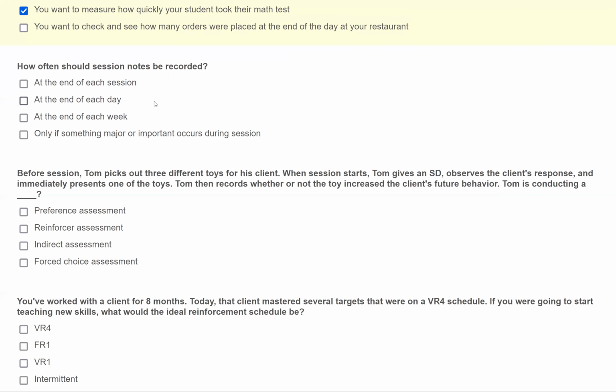No, at the end of each session, so we can have the most accurate memory of what that session looked like, you should record your session notes. Not at the end of the day, not at the end of the week, and not only if something major or important occurs during session. Every session, something is going to happen. Whether it's small, big, inconsequential, there is something to report. So how often should session notes be recorded? A, at the end of each session.